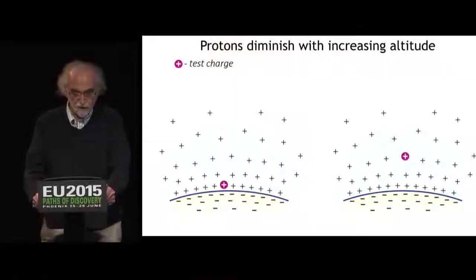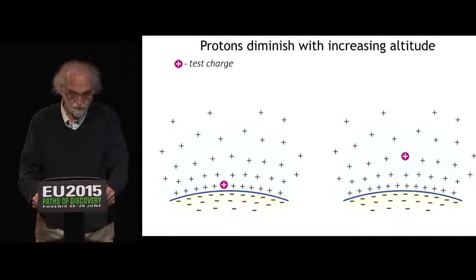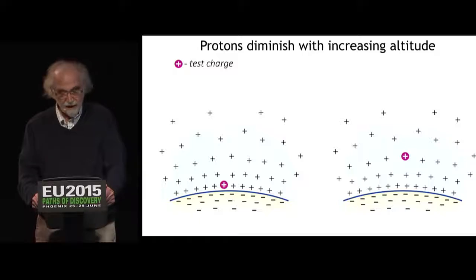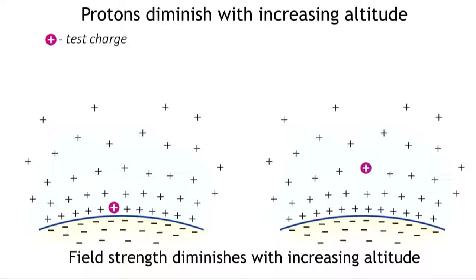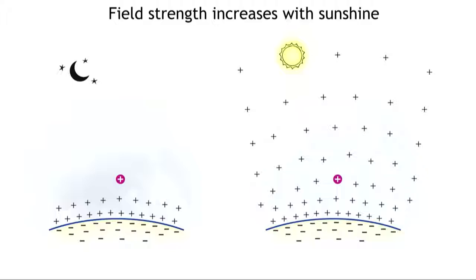Now, suppose you put a test charge, the red one, down near the surface of the Earth. There are a lot of positive charges there, and you'll detect a high electric field. And if you put the test charge higher up, there are fewer positive charges there, and the electric field will diminish. So the field strength diminishes with increasing altitude, and that's well known, well reported. This is nothing controversial. The field strength also increases with sunshine, and this is the interesting part that maybe some people are unaware of, but there's enough evidence for this.